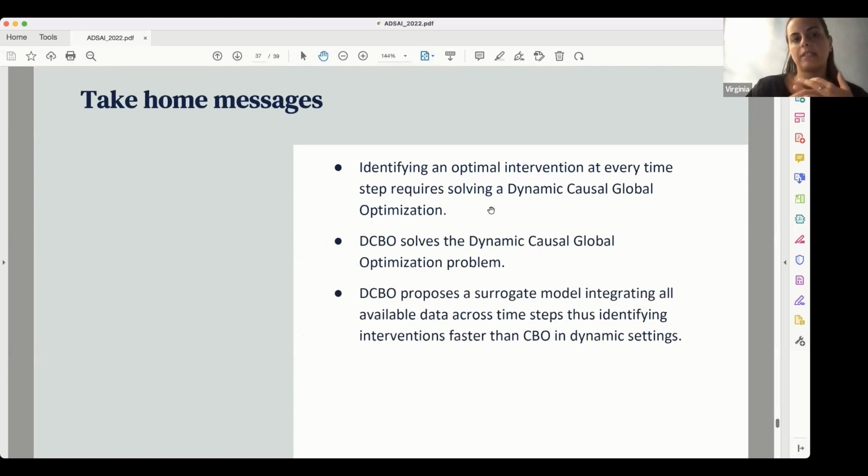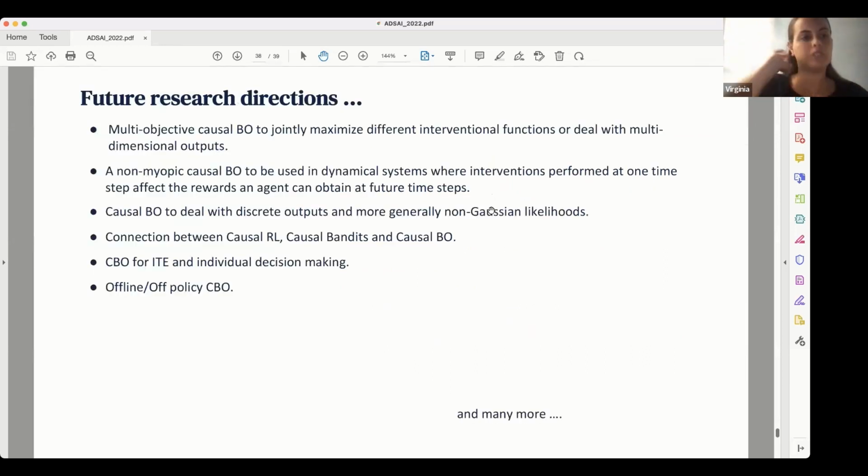Right, so take-home messages from this last part. Identifying the optimal intervention at every time step requires solving a dynamic causal global optimization problem that can be solved with the DCBO algorithm, which proposes using surrogate models integrating all available data across time steps and identifying interventions faster than CBO in dynamic settings. Now, there are multiple future research directions, just to mention a few.